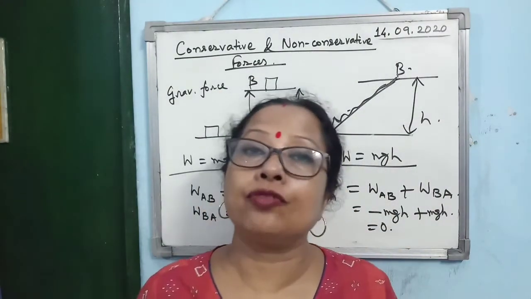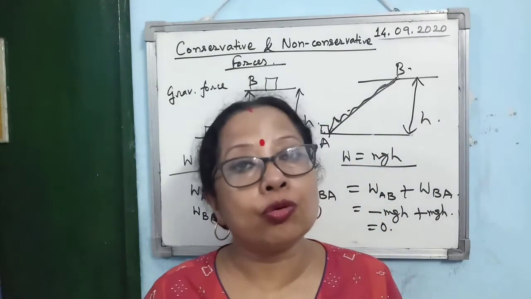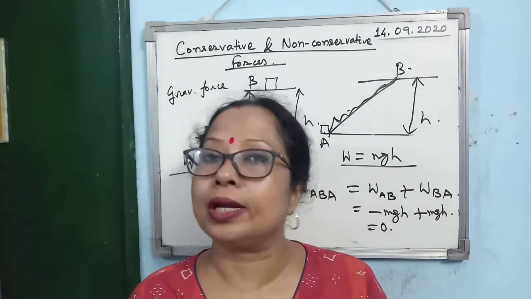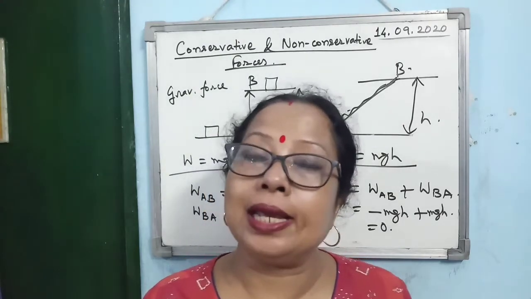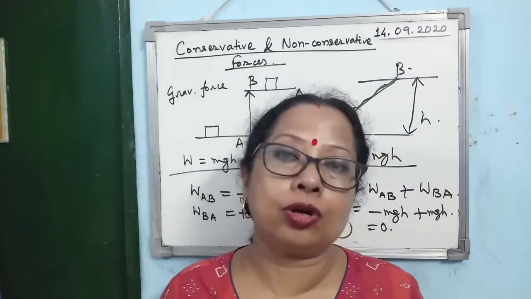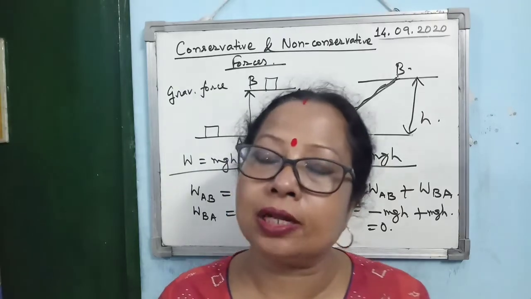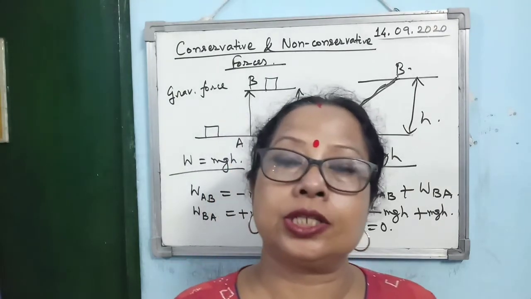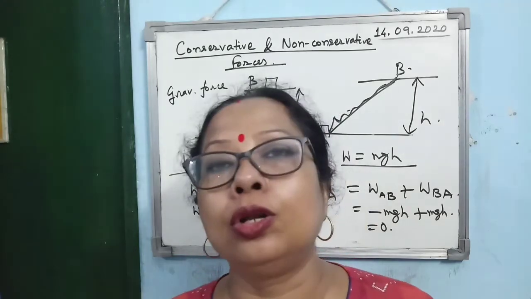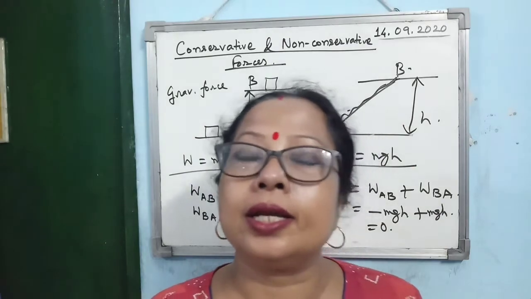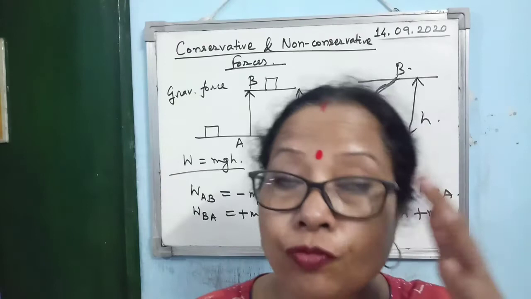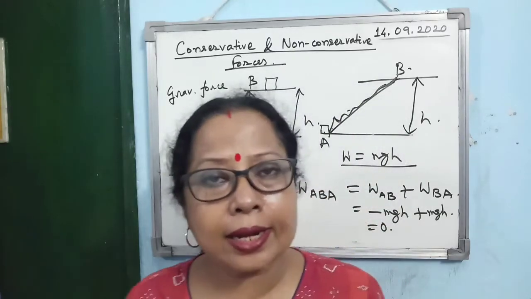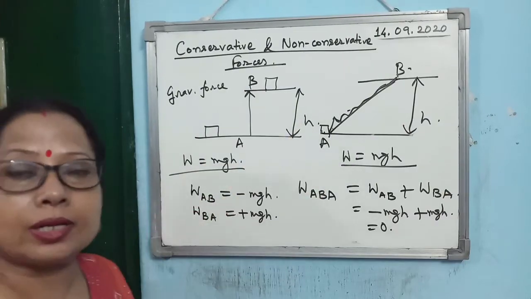So what is the second condition for a force to be conservative? That the work done by the force over a cyclic path will be 0. So I repeat, what are the two conditions for a force to be conservative? I am saying it verbally, you must note it down properly in your notebook. The first condition for a force to be conservative is that work done by the force depends only on the initial and final position and does not depend on the path followed by the body. Is that clear? The second condition is that work done by the force over a cyclic path is 0. As gravitational force satisfies all this, it is a conservative force.